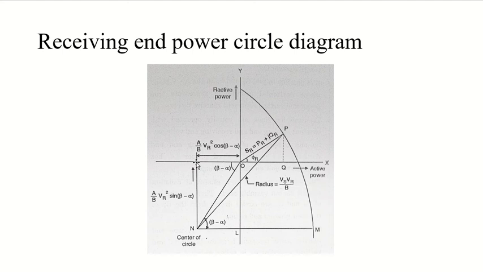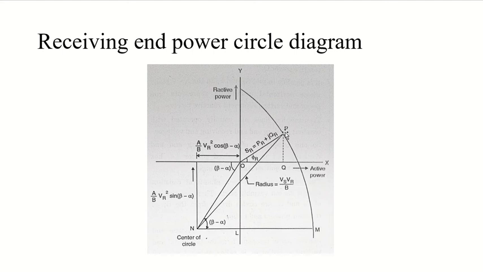Then we will plot the load line, which is given as OP. This is the load line, which shows SR, the receiving end apparent power. You will plot it at angle phi r. As you can see here, the angle will be phi r, right. It will cut the circle at point P.